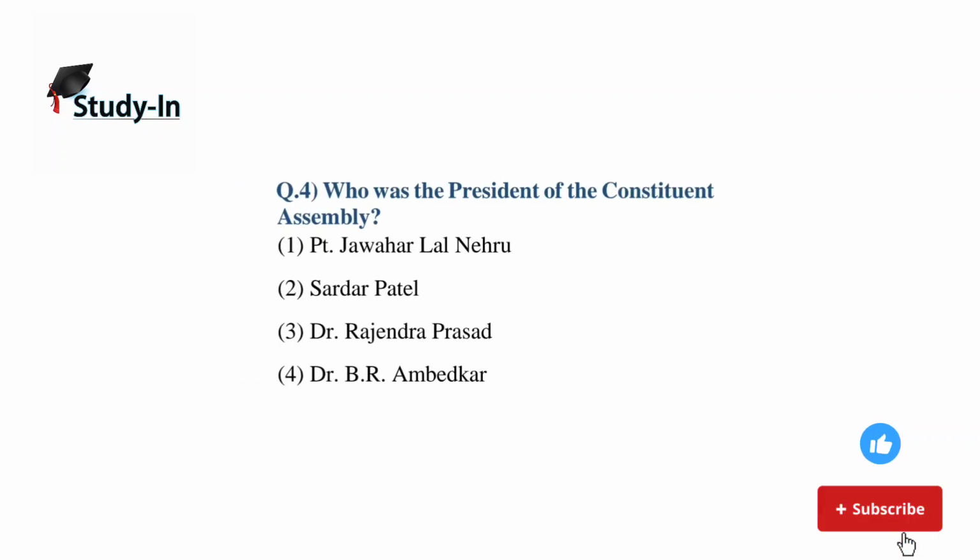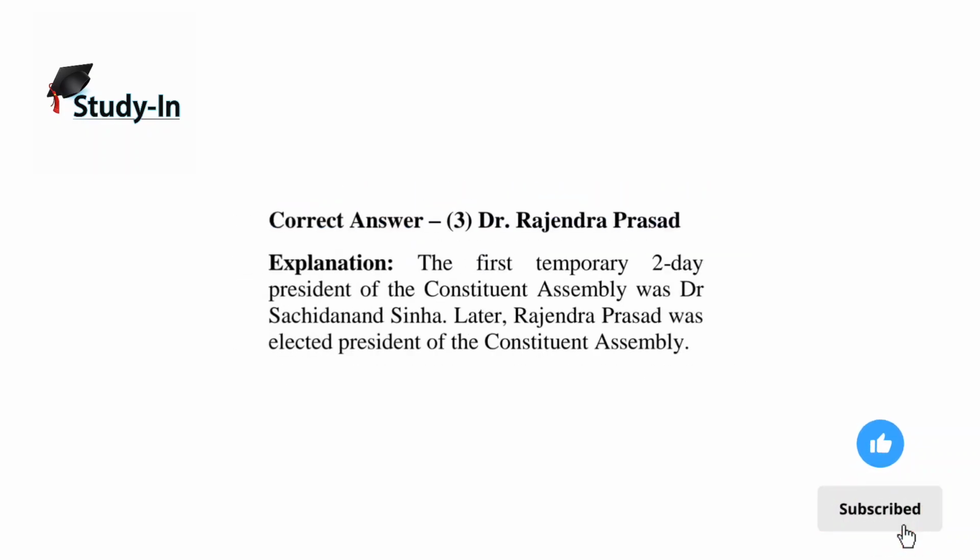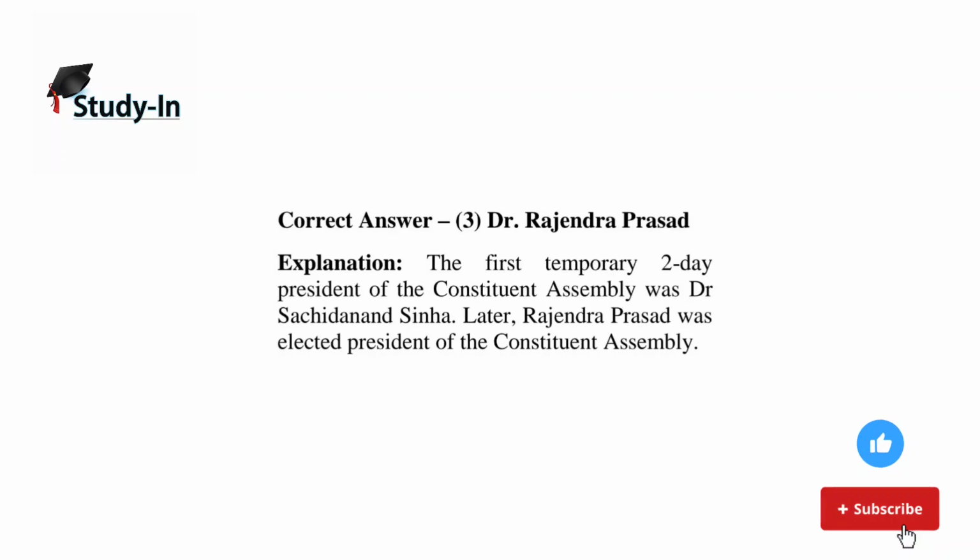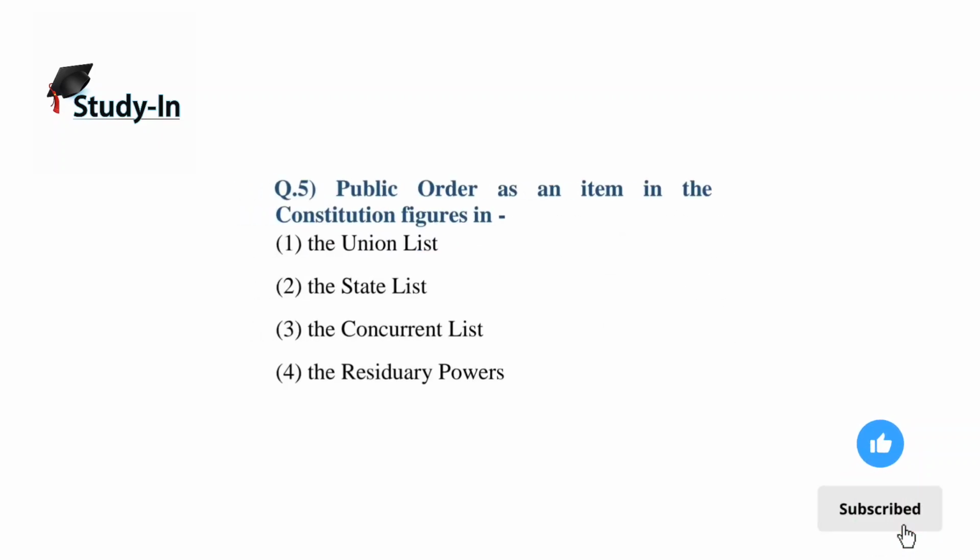Next, who was the president of the Constituent Assembly? Pandit Jawaharlal Nehru, Sardar Patel, Dr. Rajendra Prasad, or Dr. B.R. Ambedkar? The correct answer is Dr. Rajendra Prasad. The first temporary two-day president of Constituent Assembly was Dr. Sachidanand Sinha. Later, Rajendra Prasad was elected president of the Constituent Assembly.